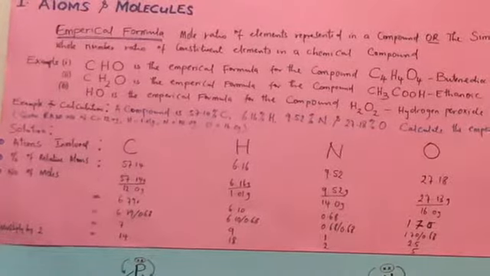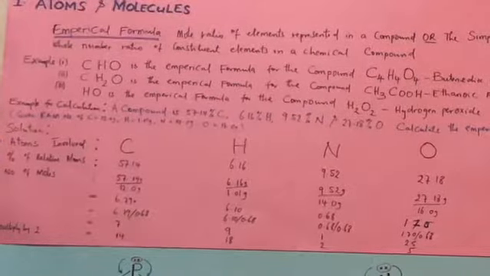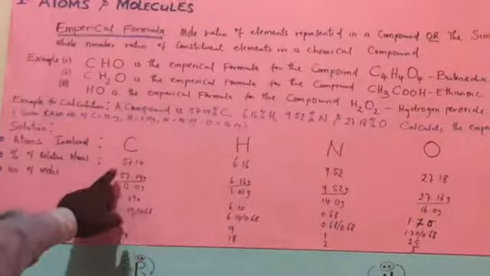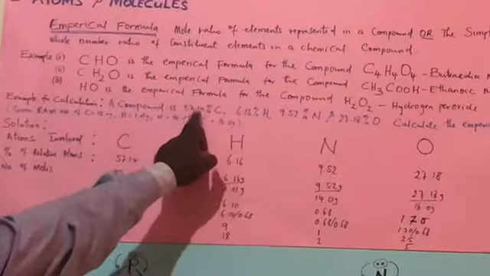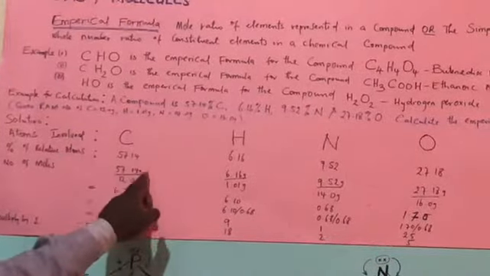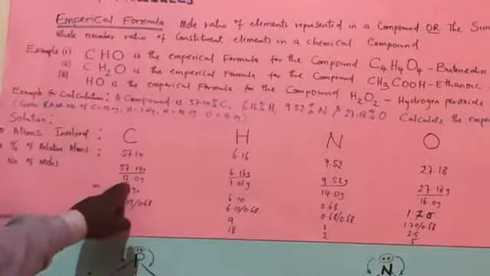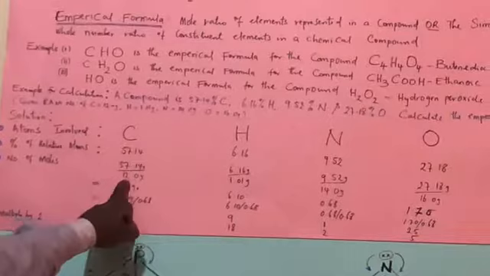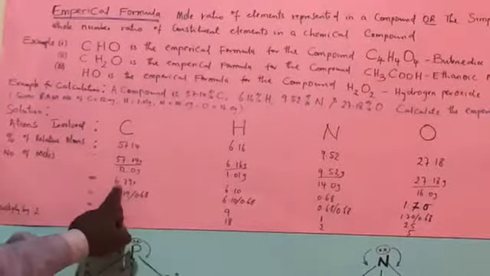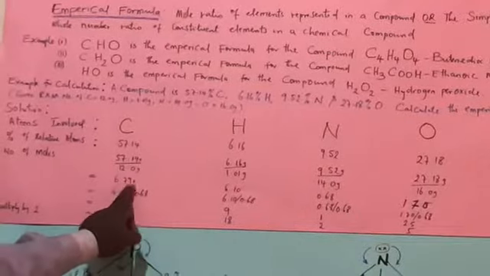Now we have been given the percentages. We now convert the percentages into masses. Now, for carbon, it was 57.14%, assuming that it is 57.14 gram, we have to divide it by its atomic mass. The atomic mass of carbon is 12, and what we have is 6.79.